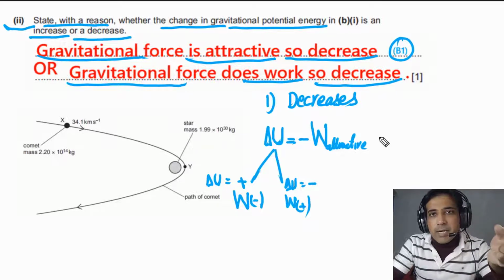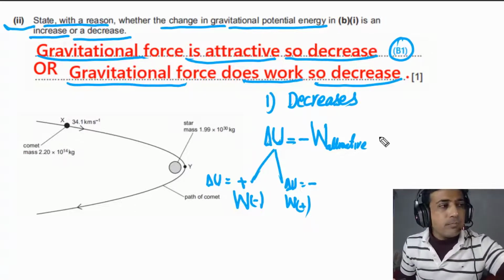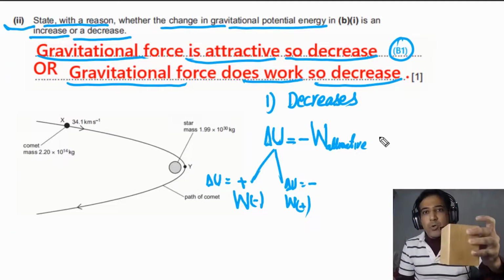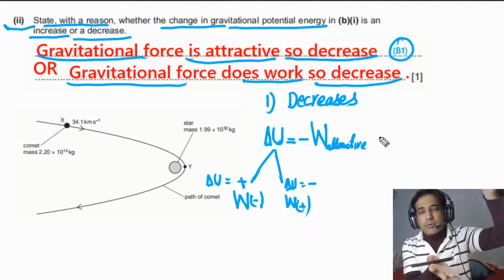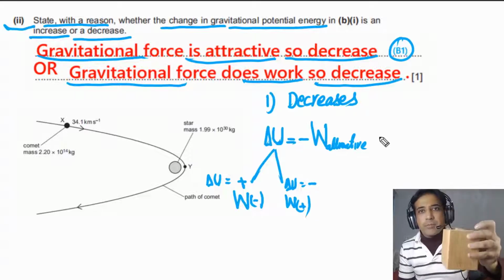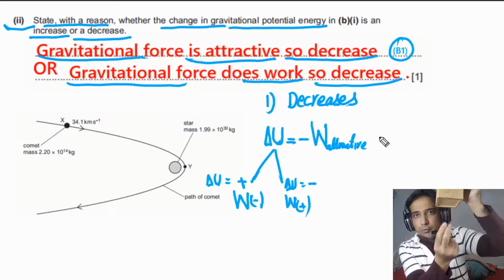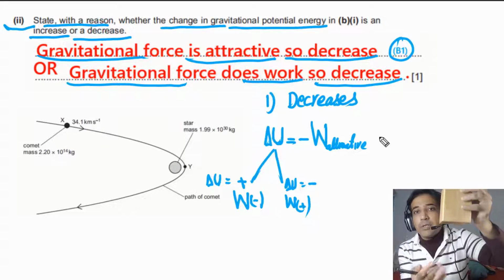If work done by attractive force is negative, change in potential energy will be positive. You can also imagine this small box. If I raise this one, work done by gravity is negative, so the potential energy increases. But if I lower this one, means if I drop this one, work done by gravitational force will in this case be positive, so its gravitational potential energy will decrease.